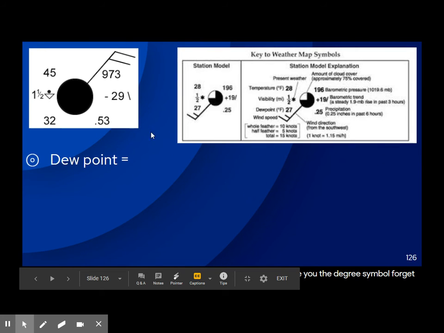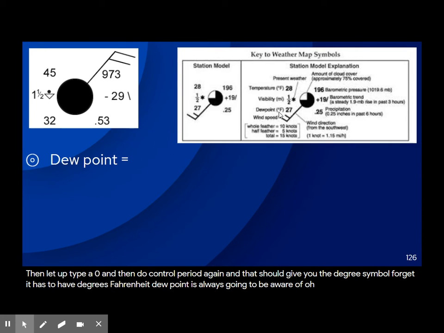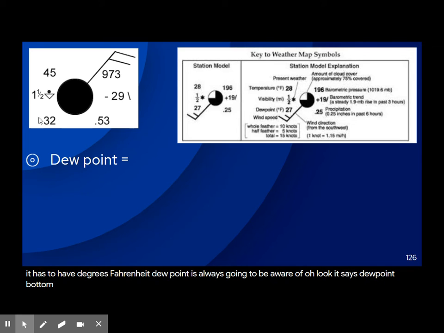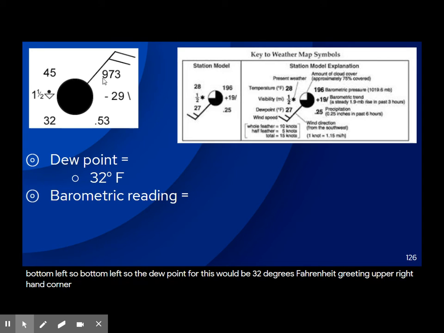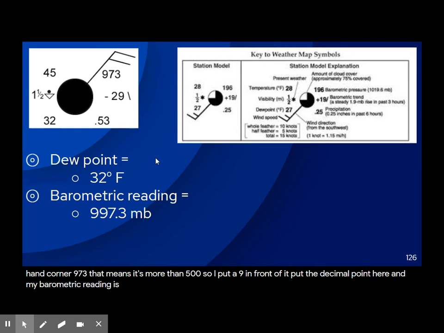Dew point is always going to be where? Oh, look, it says dew point, bottom left. So bottom left. So the dew point for this would be 32 degrees Fahrenheit. Barometric reading, upper right-hand corner, 973. That means it's more than 500, so I put a 9 in front of it, put the decimal point here, and my barometric reading is 997.3 millibars.